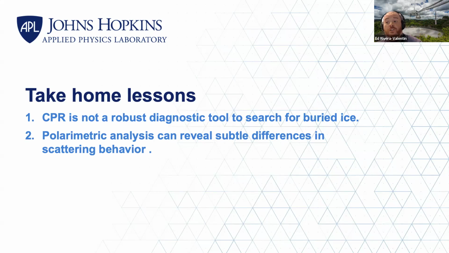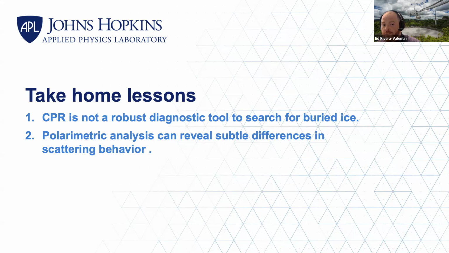By itself, you can pair CPR with SC and OC. You can pair CPR with degree of linear polarization. Pick your favorite polarimetric product. But the point here is that polarimetric analysis, which I already showed, can reveal those subtle differences in scattering behaviors. That will be the stronger tool in order to better identify water ice and then start characterizing its abundance or its state in these PSRs. That's the first lesson learned, I would say, from Mercury.